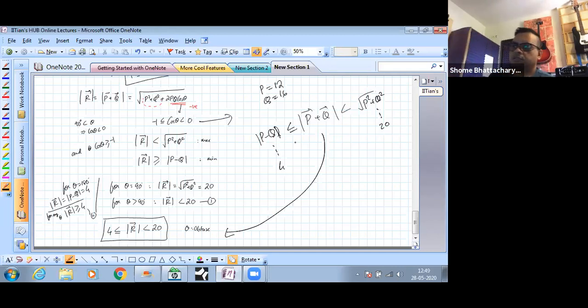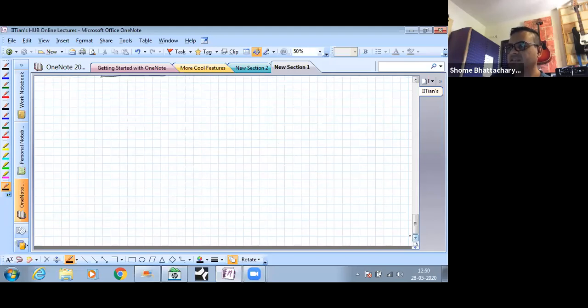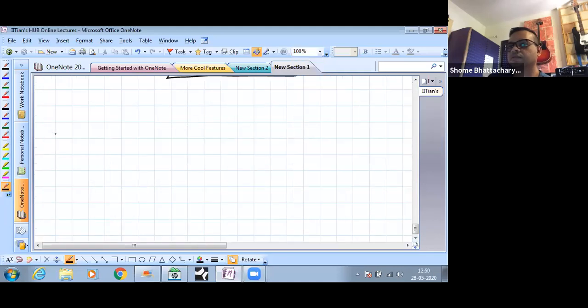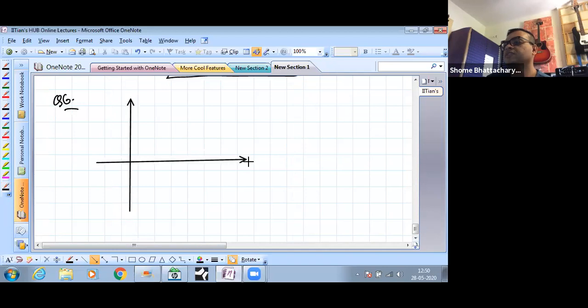All right, so this was question number 5. Yeah, question number 5. Now let's move on to question number 6. In 6, I think there is an error in the answer. Let me check. The easiest way of doing question 6 is that you write the two vectors in component form.